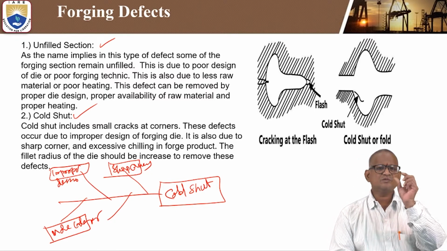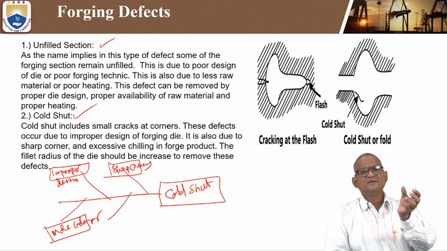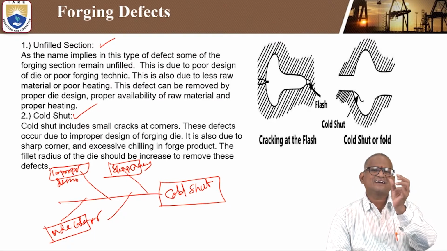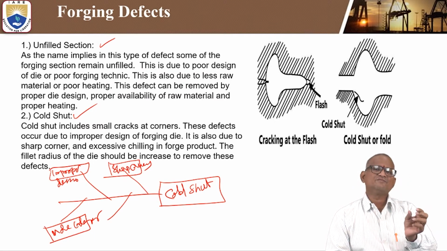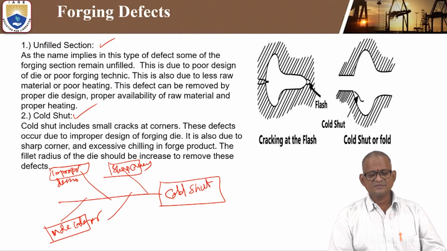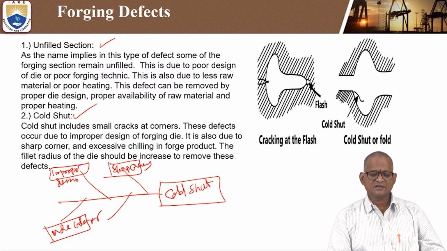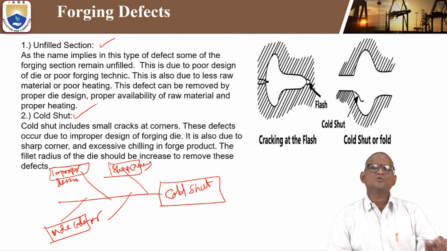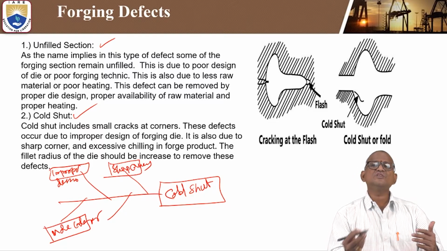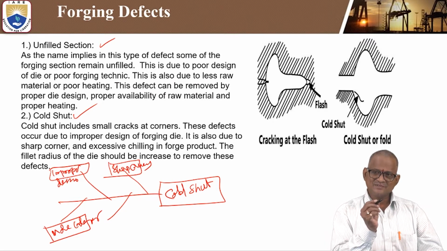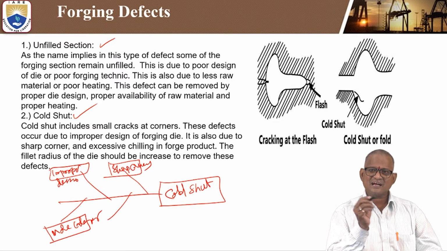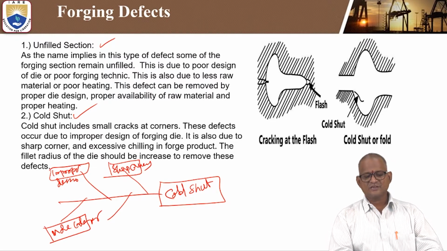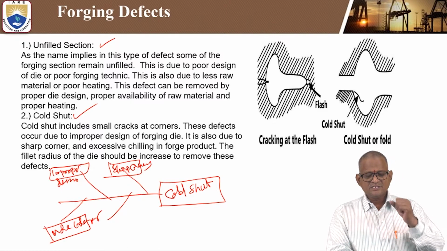In general, the term cold shut can be defined as small cracks occurring at the corners of a given workpiece or specimen. That is how we identify that defect, called cold shut. As the name itself says, more cooling can also cause some flashes and extra cracks at the corners. So this is what it is about.